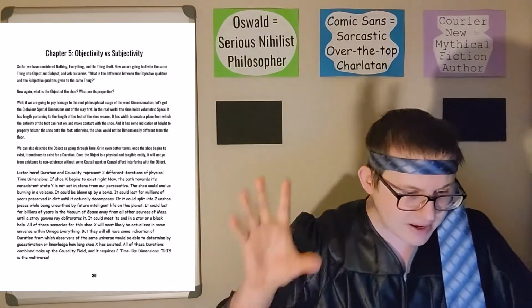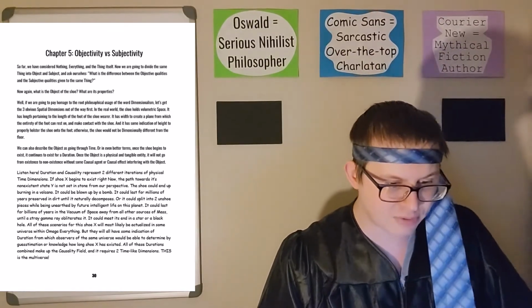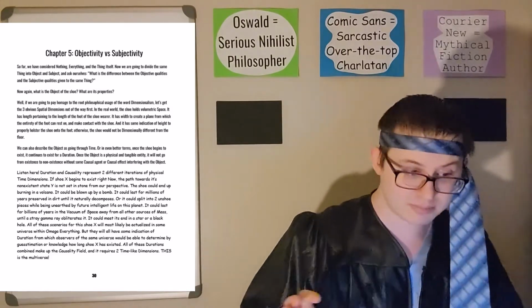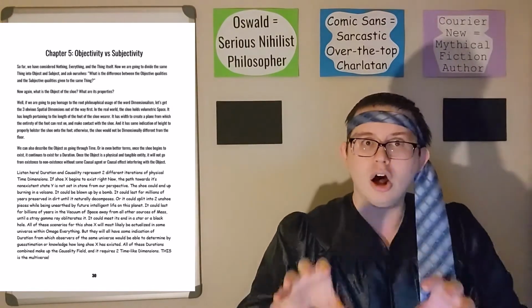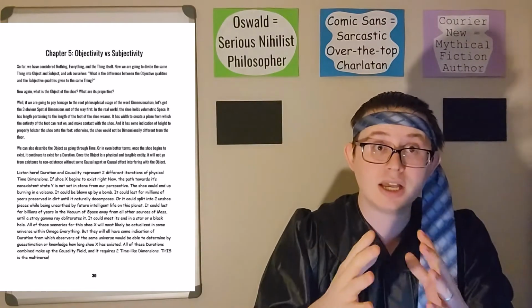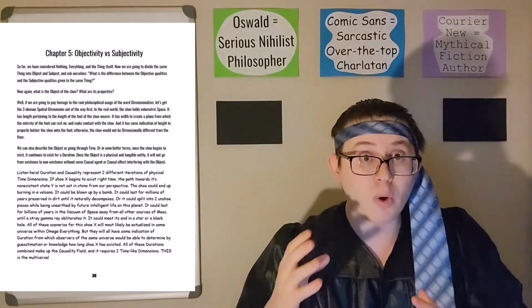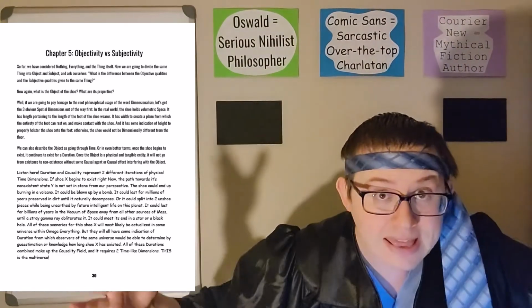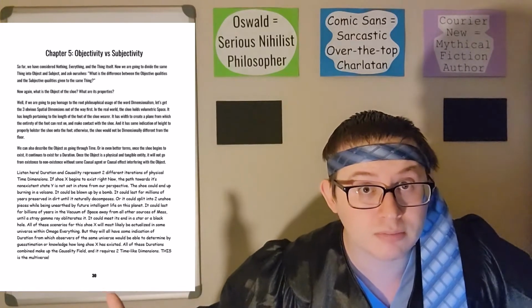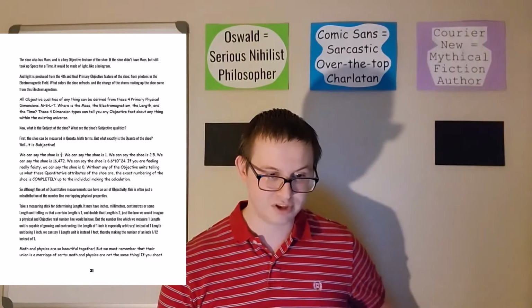But they will all have some indication of duration, from which observers of the same universe would be able to determine by guesstimation or knowledge how long shoe X has existed. All of these durations combined make up the causality field. And it requires two time-like dimensions. This is the multiverse. The shoe also has mass and is a key objective feature of the shoe.